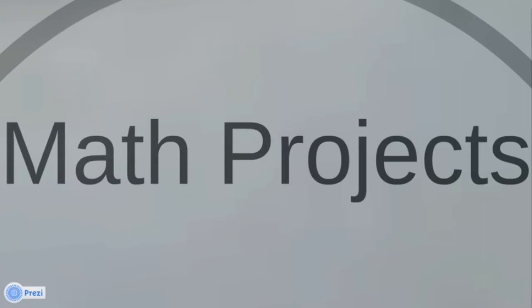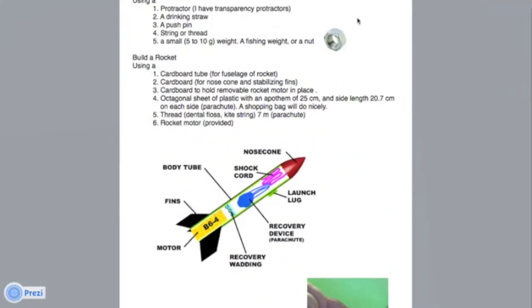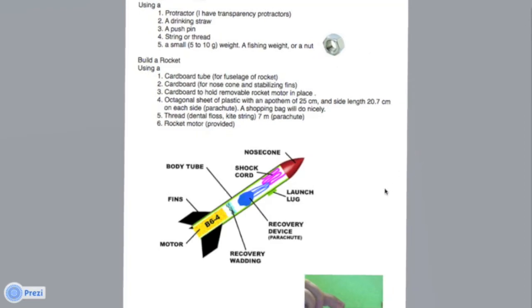This leads to math projects, or we do some math projects. This is a math project we did where they had to build model rockets and launch them, and they had to build an altitude finder. And using trigonometry, using sine law and cosine law, they had to figure out how high the rocket flew.